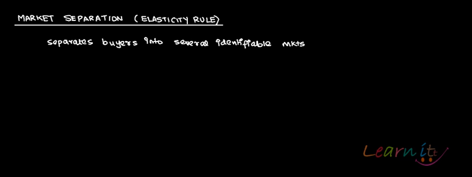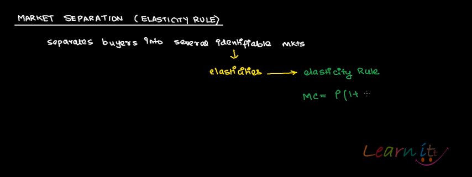So what he does, in order to identify these markets, is identify the elasticities of these markets. And he'll separate these markets on the basis of elasticities, and he will be setting the price on the basis of the elasticity rule. The elasticity rule is that marginal cost is equal to P into 1 plus 1 upon elasticity. This is what you have.